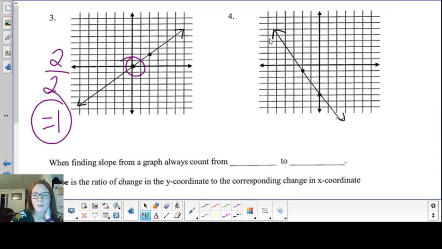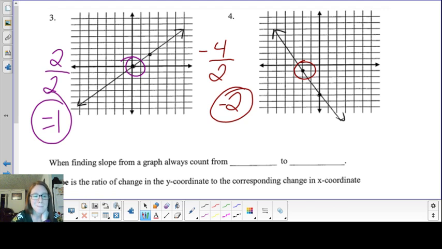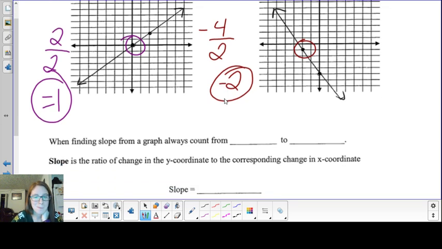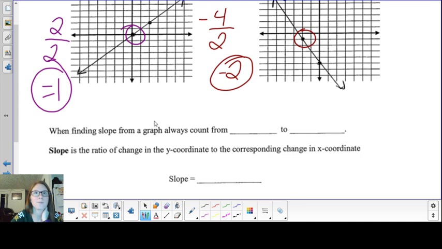Again, here's my leftmost point. I'm going down again. 1, 2, 3, 4. So I went down 4. To the right 2. Negative 4 divided by 2 is negative 2. So when finding slope from a graph, we always count from left to right, meaning that I look from the leftmost point.